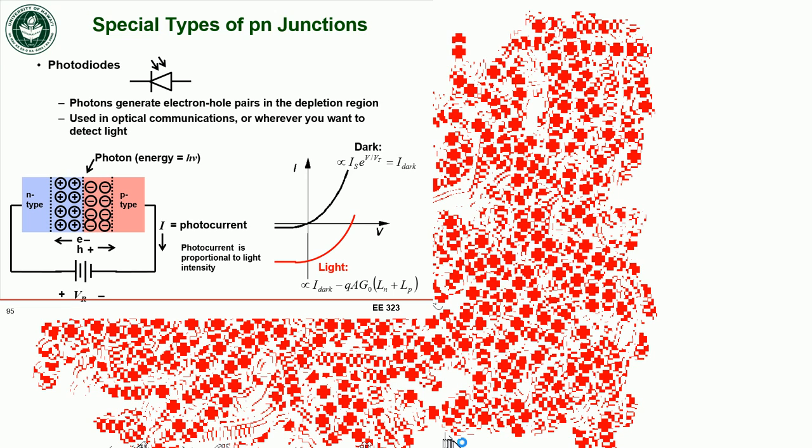So, for example, if I were to reverse bias this diode at this voltage, that means in the dark, I'm going to have this small amount of current flowing through my photodiode. But if I shine light on it, then I'm now going to have a larger amount of current flowing through my photodiode. And that means I can then use that to determine the intensity of the light that's shining on my diode, and if there's light on it or not. Okay, so that's a photodiode.